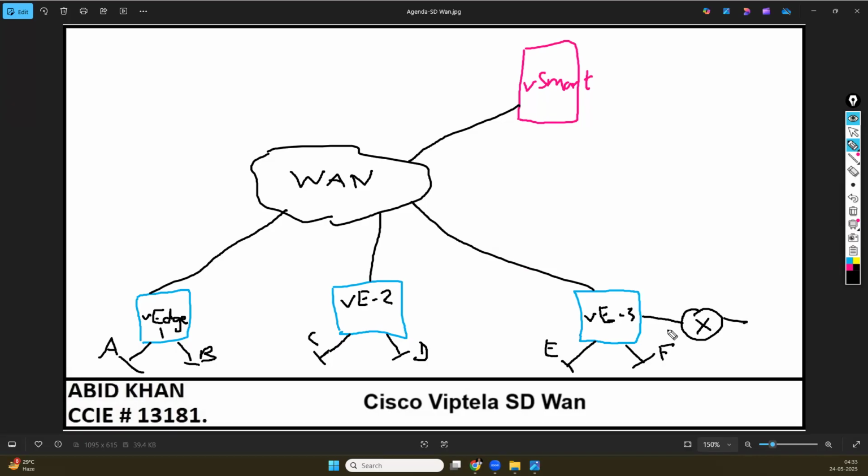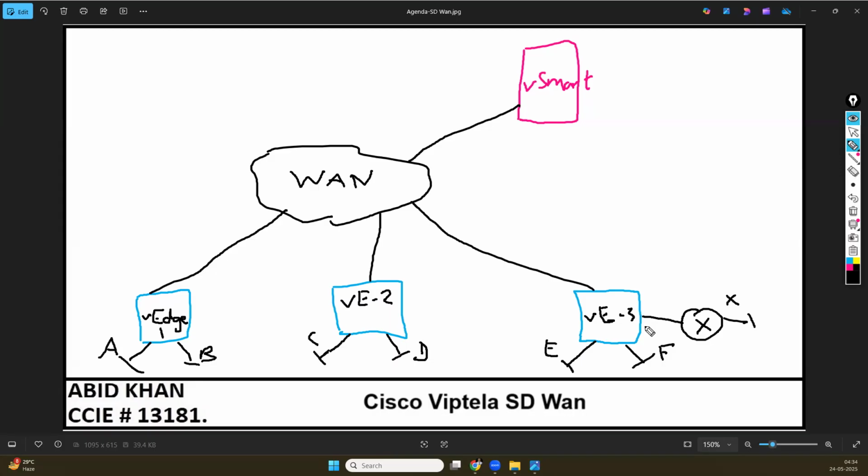Whatever it is learning, let's say it will learn from this router. Maybe this router has a network X. So how does a router learn about a remote network? A router learns a remote network through routing. Either we configure on VH3 a static route pointing to network X, or we configure some routing protocol.